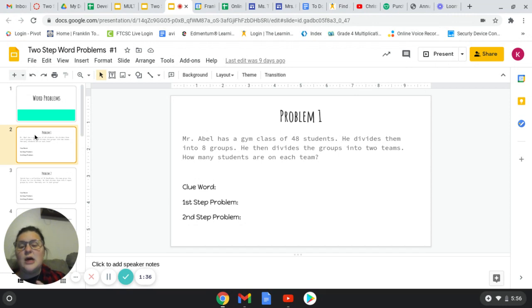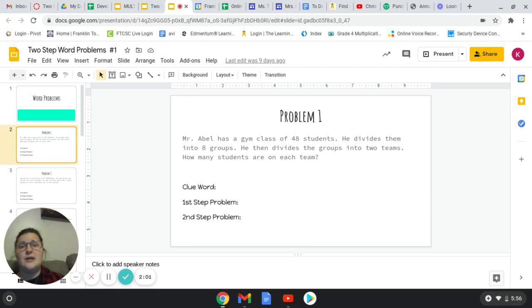Okay. So if we look at problem 1, it says that Mr. Abel has a gym class of 48 students. He divides them into 8 groups, and then he divides the groups into 2 teams. Okay, so how many students are on each team? I'm going to solve it using my CUBES strategy.